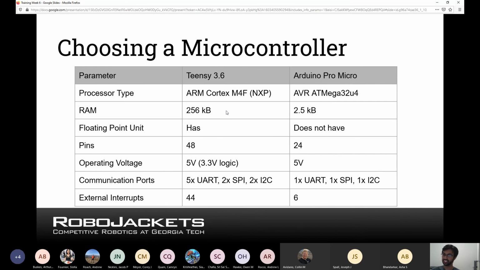And you can see that these are reflected in the Teensy's specs, where it has almost 100 times more RAM than the Arduino Micro. It has twice as many pins, and it has 44 interrupts compared to the 6 of the Pro Micro. And those features are pretty much based on the ARM processor architecture versus the AVR processor. The operating voltage is 5. It means you can power it with a 5-volt regulator, but the 3.3 volts is all you'll get from the pins. And this also has far more different communication ports compared to the Pro Micro. Part of that is due to the fact that it just has more pins. You have more room to break out your different communication signals.